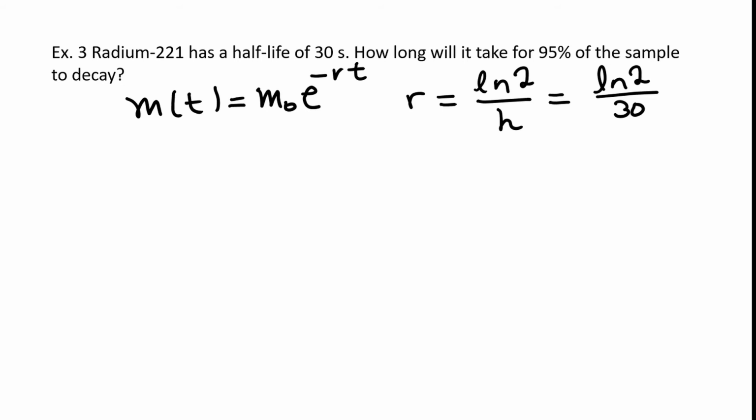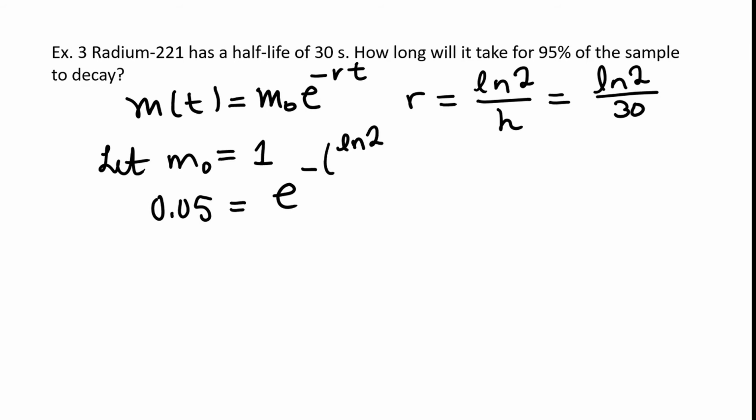Now, the other thing that's tricky is we're not actually given an initial amount, but it's relative, so we'll just let the initial amount be 1. That's what we start with. And we want to know how long it'll take to have 95% of the sample decay. So that means we want 5% of it left. So we'll have 0.05 equals e to the negative. The r is ln of 2 divided by 30 times t.